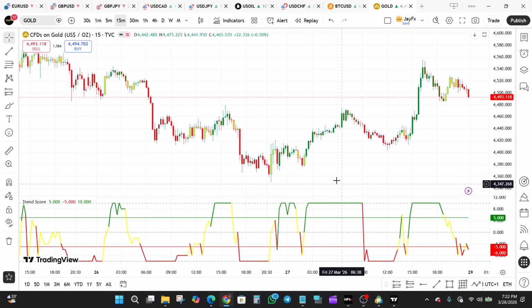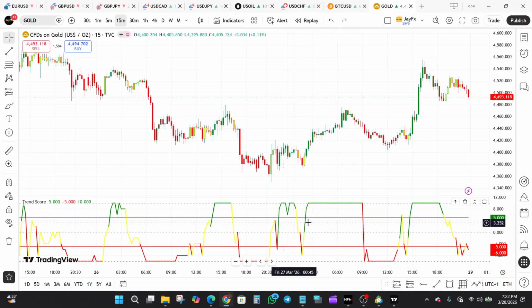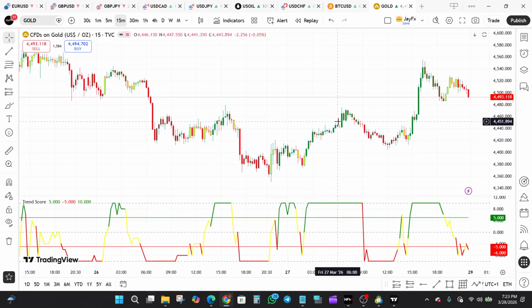For example, when the prevailing momentum is bullish, you will notice that the indicator line in the indicator window will turn green, and then it will also rise above the +5 horizontal level. And then you will notice that the candlesticks will turn green as well. It doesn't matter whether it's a bullish or a bearish candlestick, so long as the prevailing momentum is bullish, the candlesticks will be green all through.